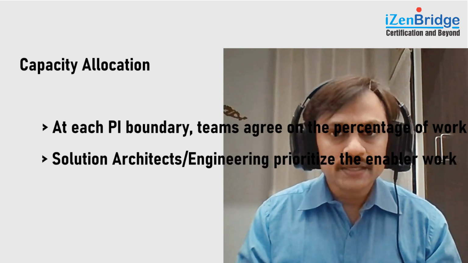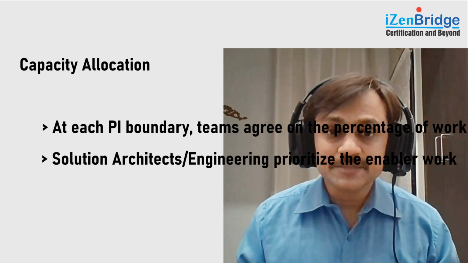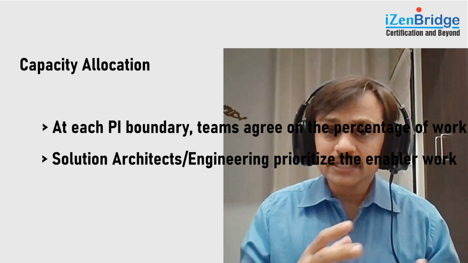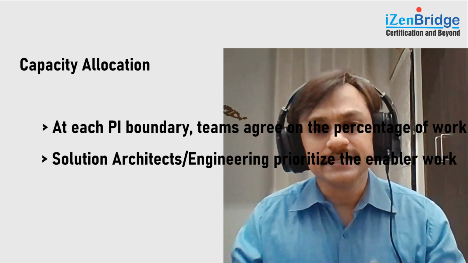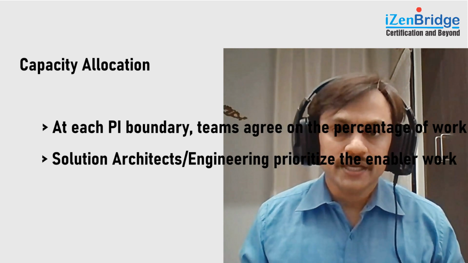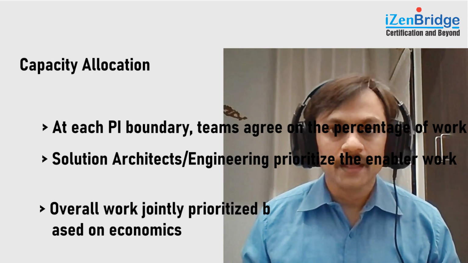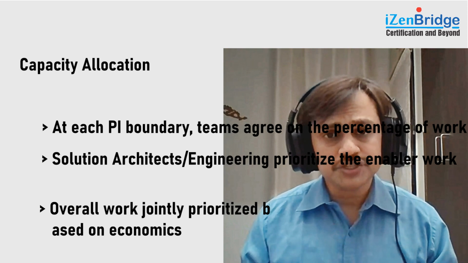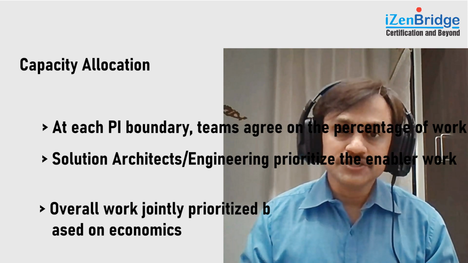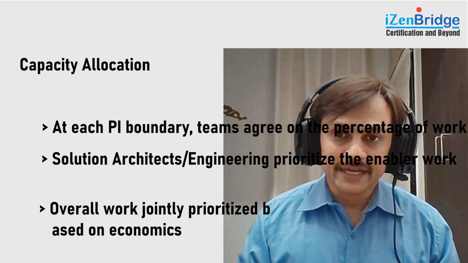And once it is agreed, the enabler part is usually prioritized by the system architect because they are the ones who are visualizing, seeing and facilitating the emerging architecture in Scaled Agile Framework. The overall prioritization of enablers as well as features is done jointly by considering the economic value we can get by the sequence of work.